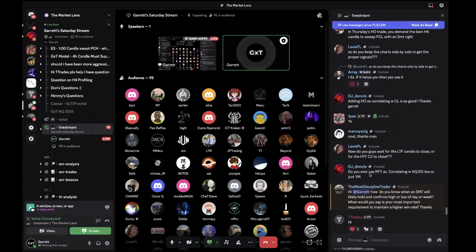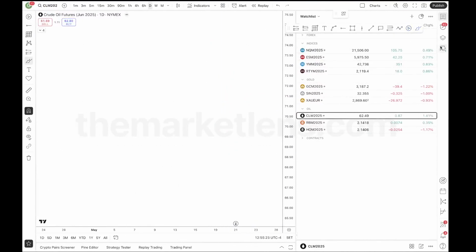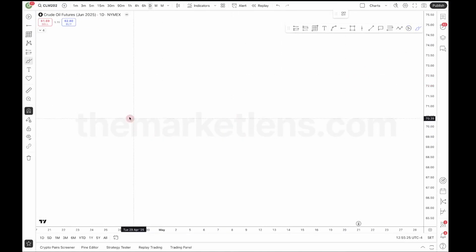How do you guys wait for lower time frame candle close? Oh, you have to wait for the swing point, the higher time frame swing point, to close. And then we're just waiting for lower time frame candles to close that create order blocks, right? That confirm the highs and lows of swing points. So the fractal model, right?